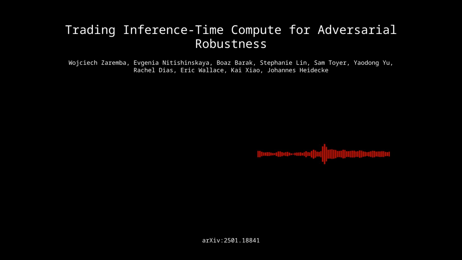However, I'm curious, were there any situations where increased compute did not result in improved robustness? Yeah, that's a really important point. And the paper does acknowledge that there were certain types of attacks where just increasing the compute didn't lead to any improved robustness. That's interesting.